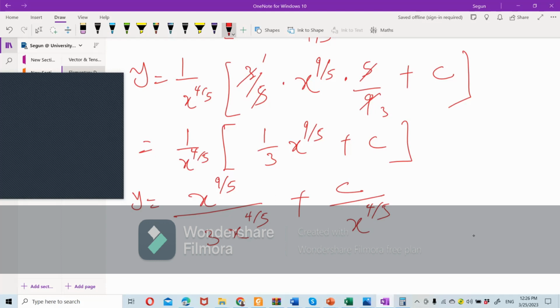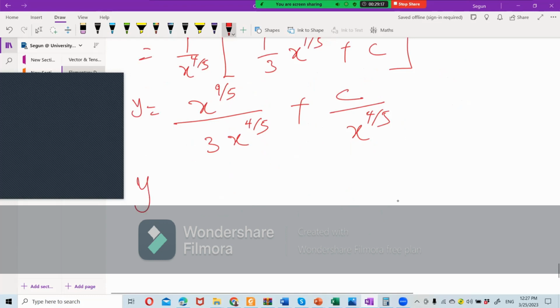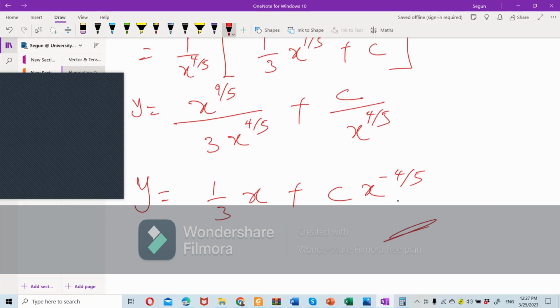Is that the last one? By the time you resolve this one, you are going to have your y to be equals to 1 all over 3x plus c, x raised to power minus 4/5. Any question?